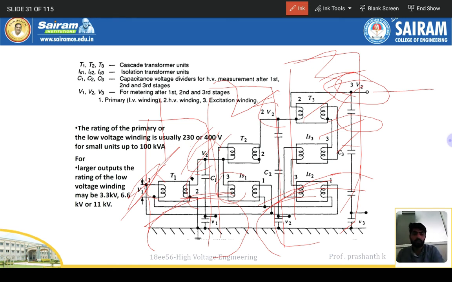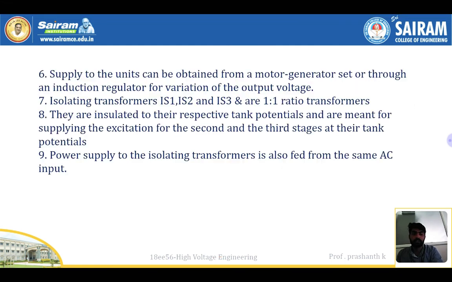Okay, so let's move on to the next slide, that is the explanation. Supply to the units can be obtained from power generators through induction regulators, for variation of voltage, and isolating transformers IS1, IS2, IS3. So these are 1:1 ratio transformers, so we are using isolating transformers. They are insulated to their respective tank potential and are meant for supplying the excitation for the second and third stages at their tank potential. Power supply to the isolating transformer is also fed from the AC input.